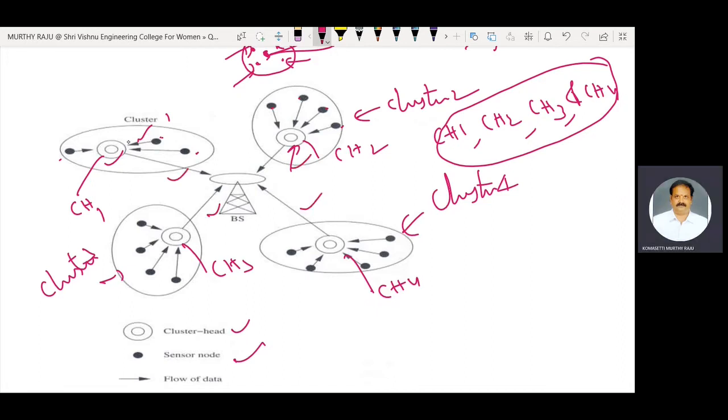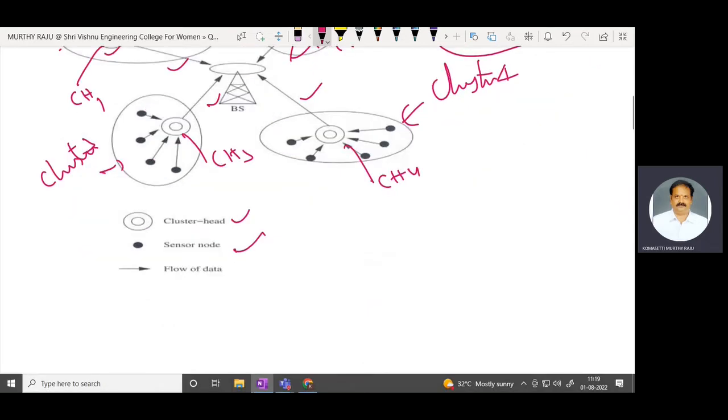Instead of sensor nodes sending the information to the base station, cluster heads have the responsibility to send the information to the base station. Finally, the energy consumption of the sensor nodes or IoT devices is reduced. Therefore, the lifetime of the IoT devices is increased.